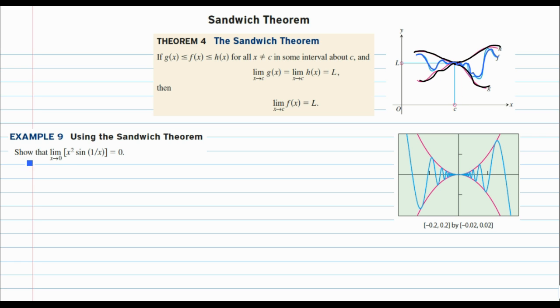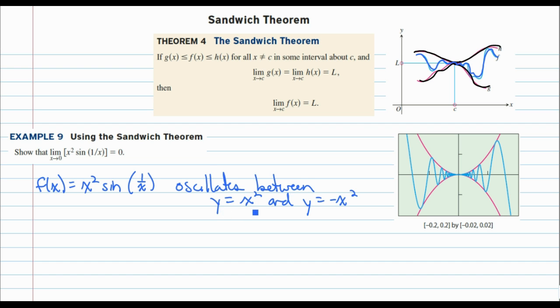So for example, show that the limit as x approaches 0 of x squared sine of 1 over x equals 0. Well, our f of x in this case is x squared times the sine of 1 over x. And we know from pre-calc that this oscillates between y equals x squared and y equals negative x squared. And you can see that the graph is here, so you can kind of already visualize what's going on. But when you're multiplying a trig function by another function, the trig function will oscillate in between the positive and negative version of the multiplier.